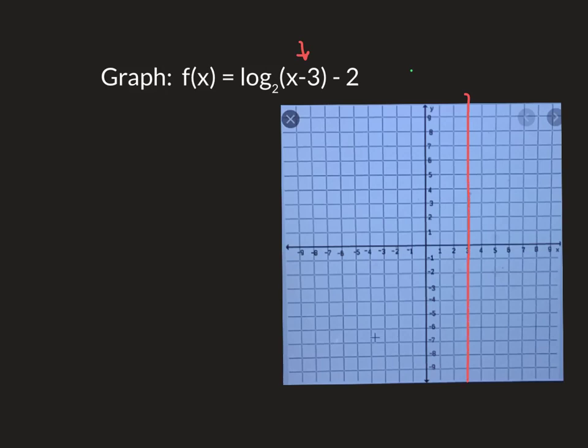I'm doing pretty good on those. You always go 1 to the right there, but it's been shifted down 2. So I'm going to go down 2. There's my first point. That point right there is at 4, negative 2.